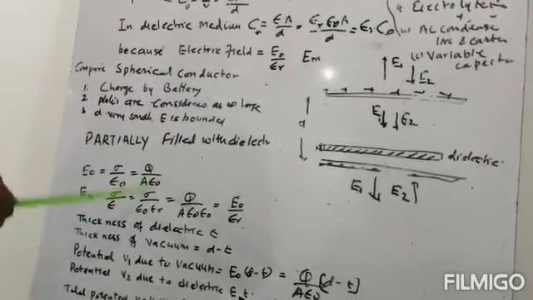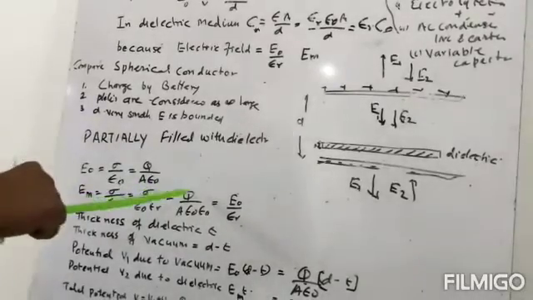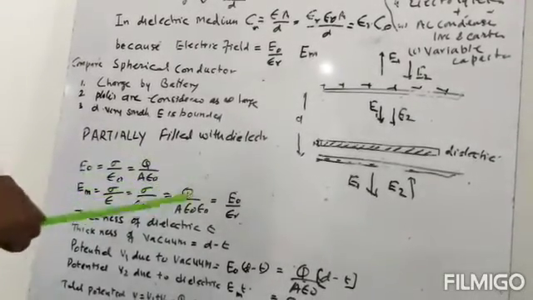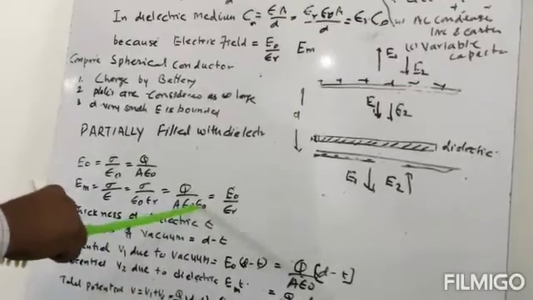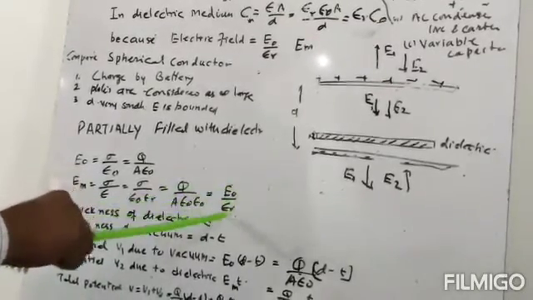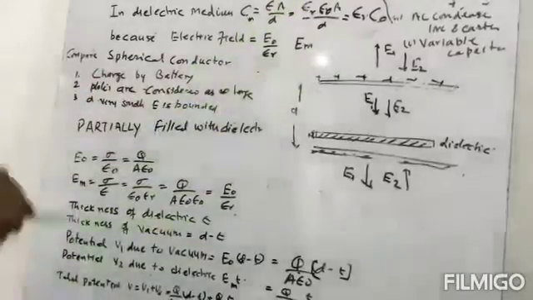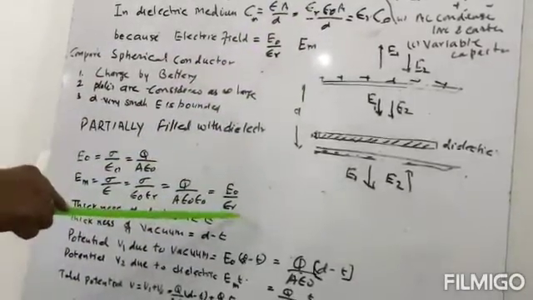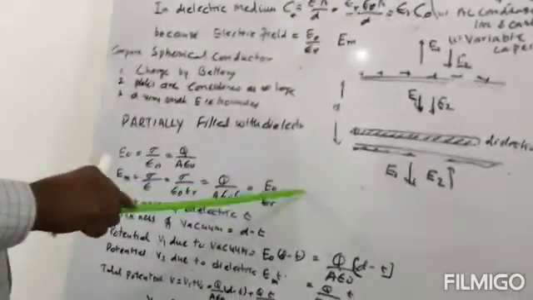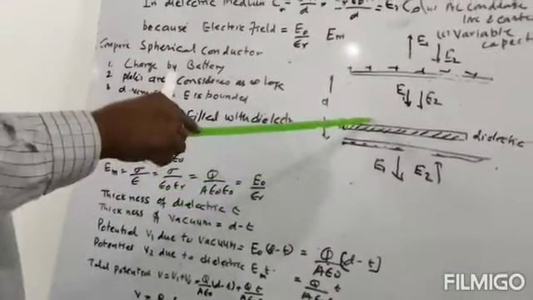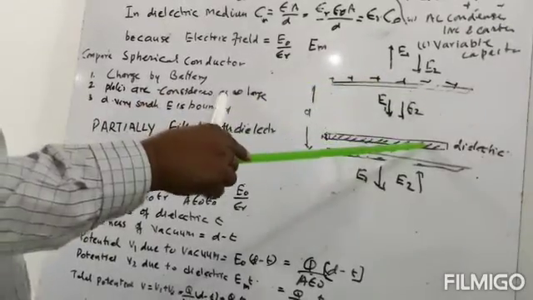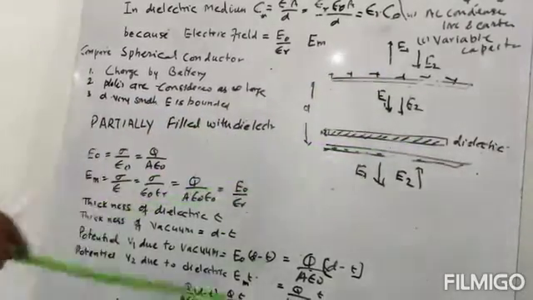We substitute the value, then we will get this equal to q/(Aε0εr), or this is equal to E0/εr. As I told you earlier, the value of εr is more than 1. So the value of the electrical field will be reduced by inserting a dielectric plate.